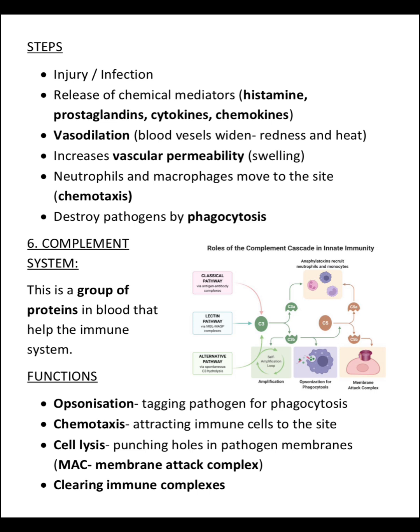Now all these pathways lead to the formation of membrane attack complex. The complex is formed by complement proteins such as C5b, C6, C7, C8 and C9 molecules. This complex inserts itself into the pathogen's cell membrane, creating pores or holes in the membrane. This results in cell lysis. The cell swells and bursts. The final function is clearing immune complexes, which means the complement system helps to remove antigen-antibody complexes.